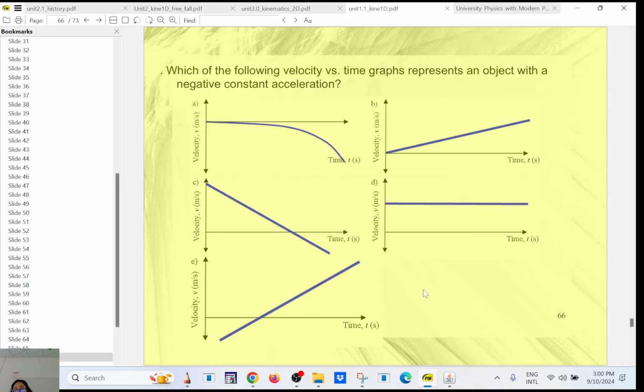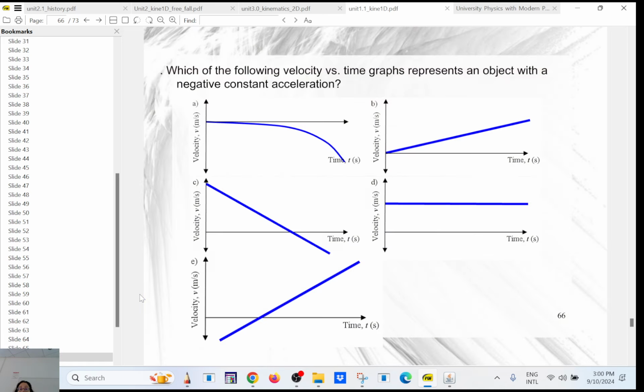Okay, so what do we think? Okay, talk to each other. We're talking about velocity versus time. So the slope is meter per second per second. So the slope is the acceleration, right? Yes? So in which case do you have a negative acceleration?